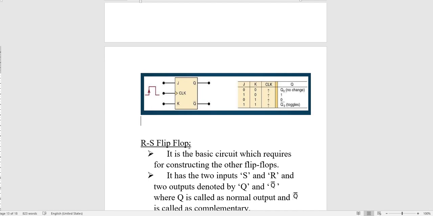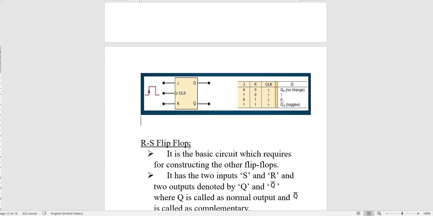So the other flip-flops are mostly constructed by using this basic circuit, that is the RS flip-flop. In an RS flip-flop, students, there are two inputs, S and R, and two output states, one denoted by Q and the other by Q bar, that is the complement of Q.